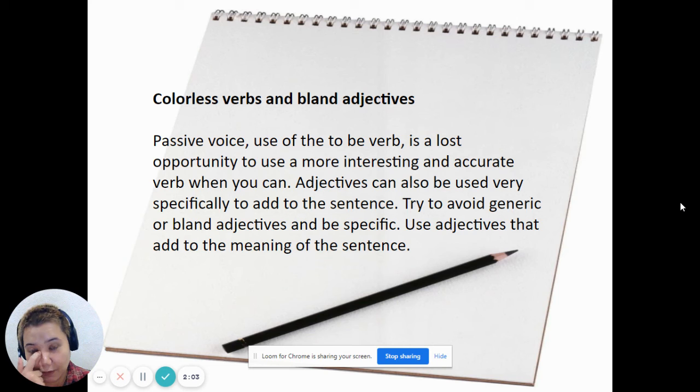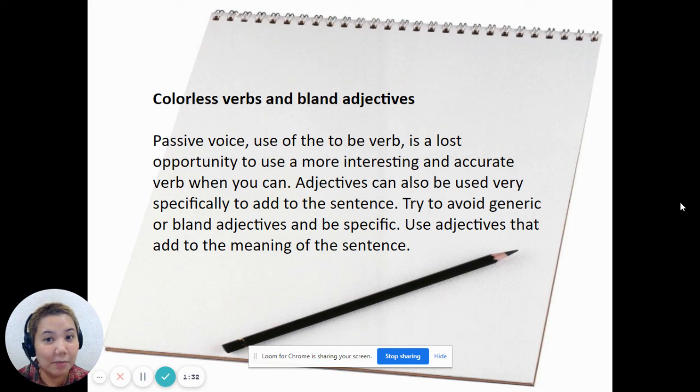Next, we have our colorless verbs and bland adjectives. Passive voice use of the to be verb is a lost opportunity to use a more interesting and accurate verb when you can. Adjectives can also be used very specifically to add to the sentence. So try to avoid generic or bland adjectives and be specific. Use adjectives that add to the meaning of the sentence.